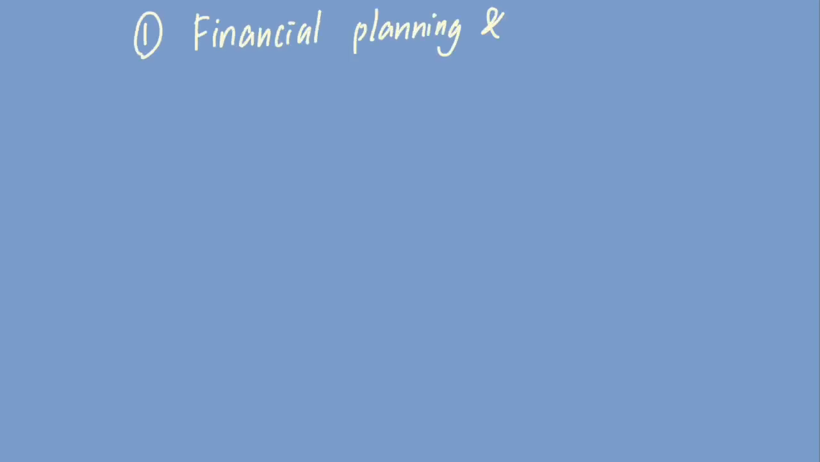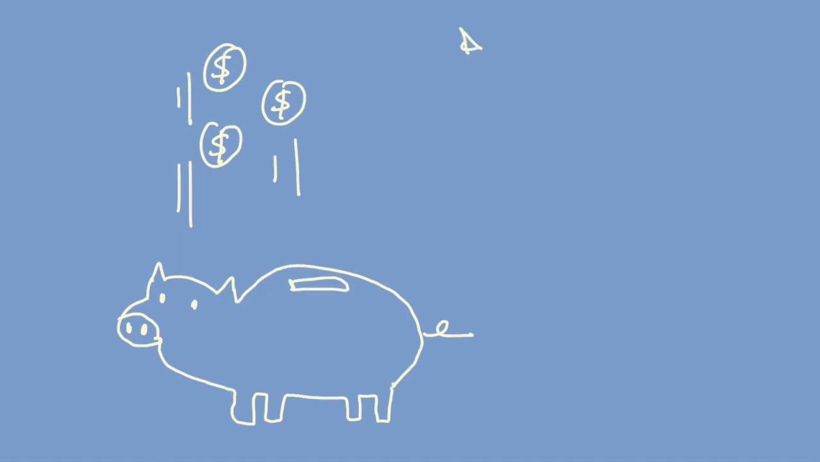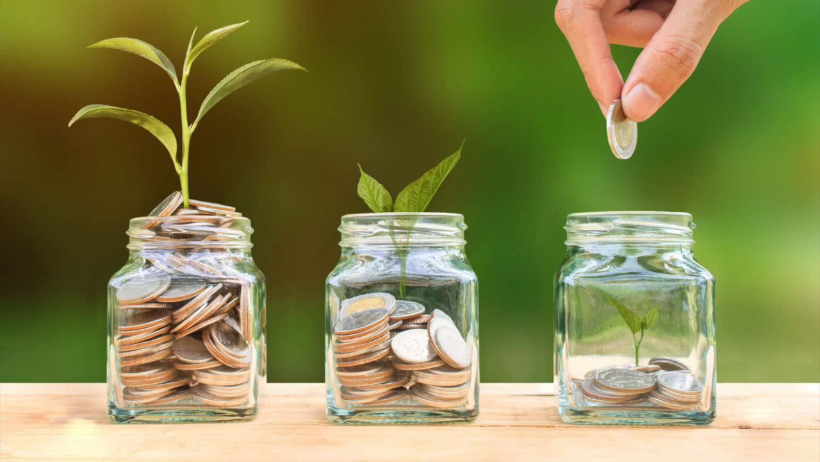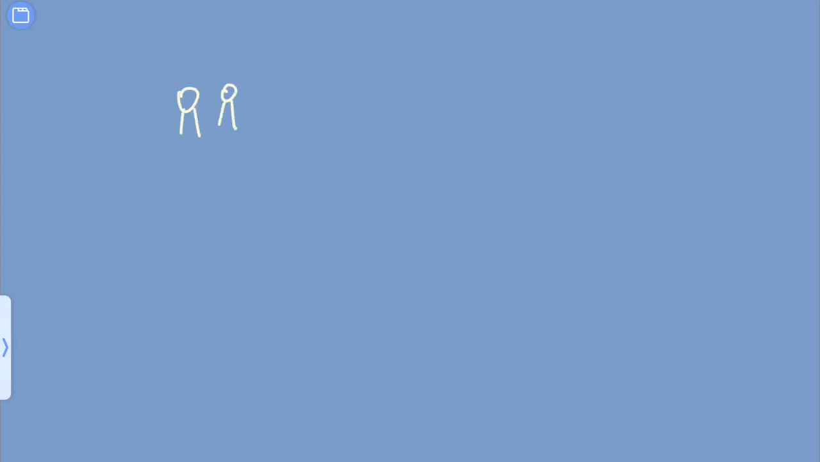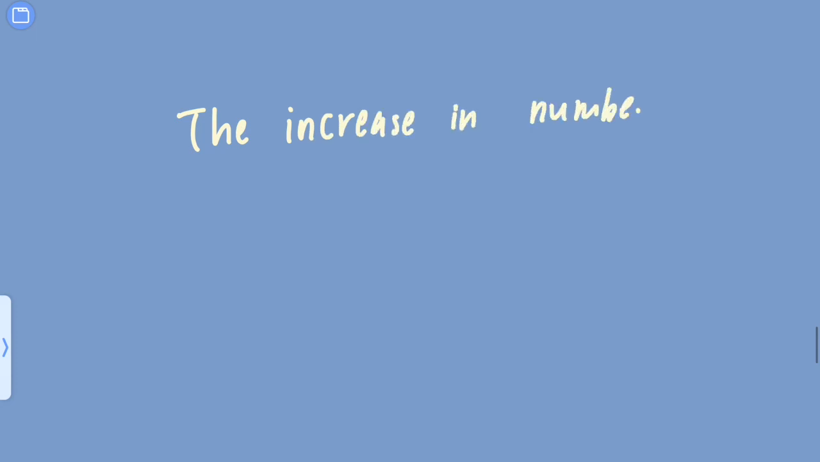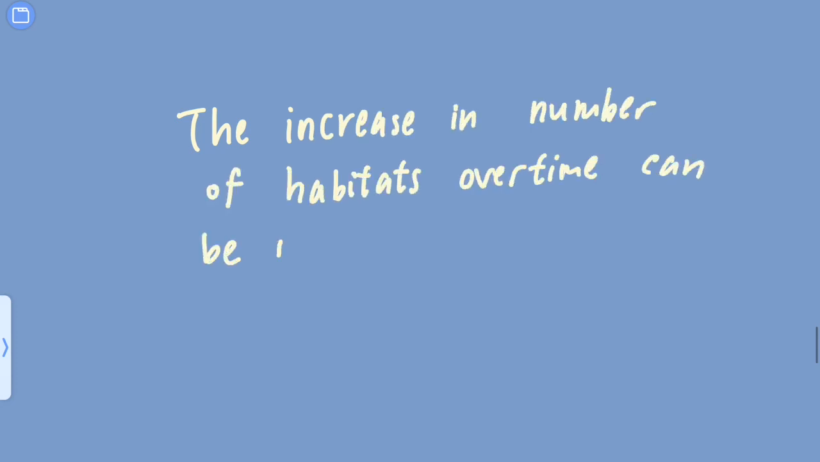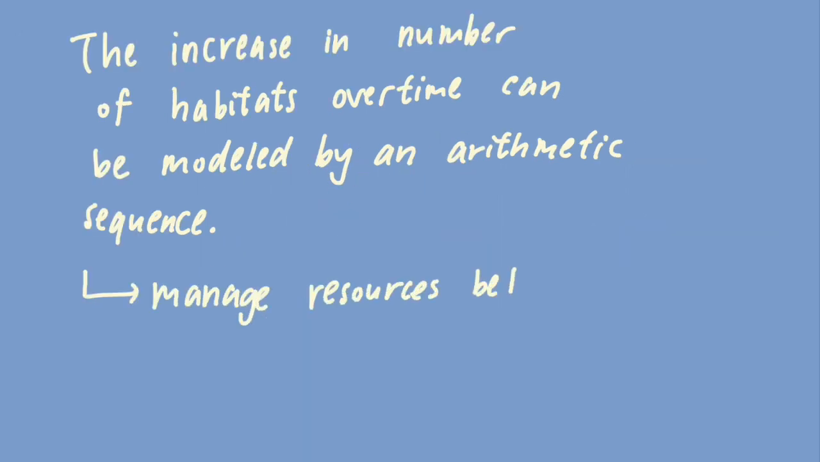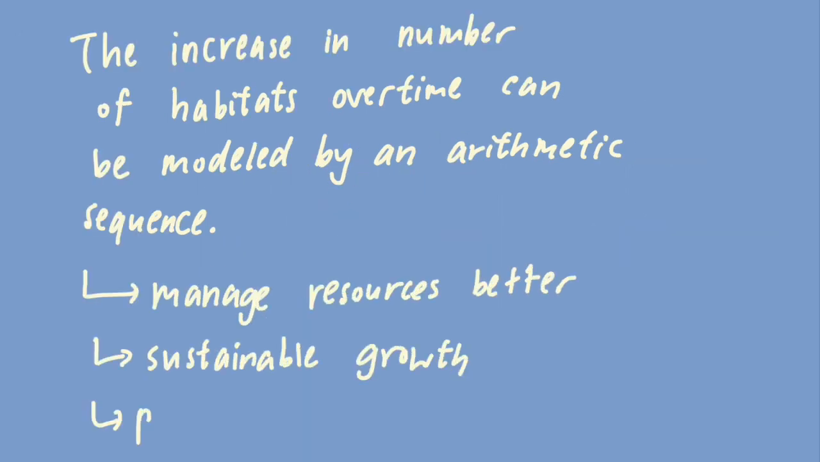Now let's take a look at how sequences can be applied in real life. Our first example would be financial planning and budgeting. When we allocate a fixed amount of money to savings or debt repayment every month, we create a sequence. This approach allows us to track our progress, achieve financial goals, and maintain a balanced budget. For our next example, consider a growing population in the city. The increase in the number of residents over time can be modeled by a sequence. This knowledge can help urban planners, policymakers, and infrastructure developers in managing resources, ensuring sustainable growth, and providing good quality services.